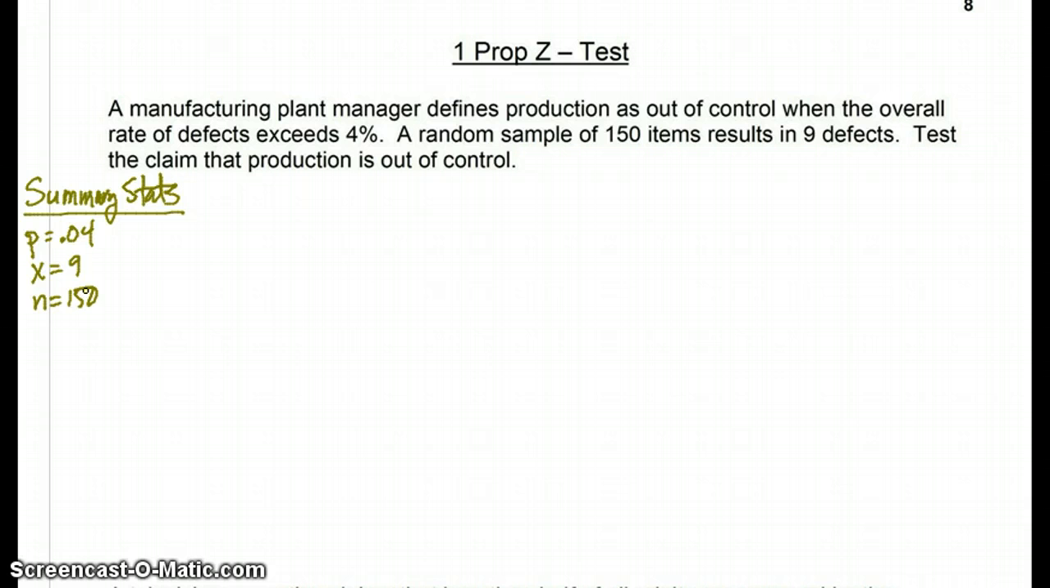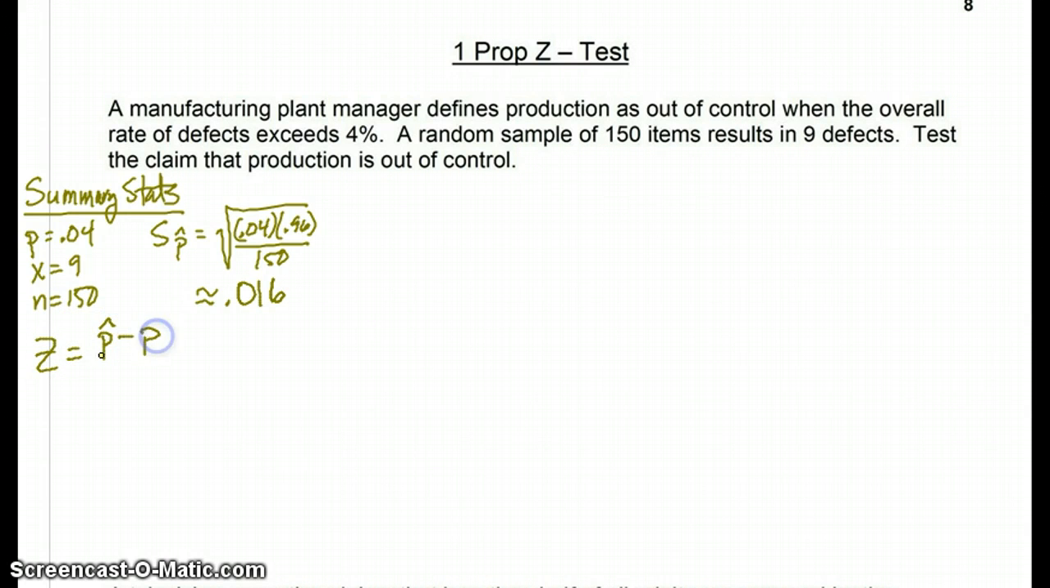All right. Next up, can I calculate the standard deviation of my p hats? Yes, I can. The square root of 0.04 times 0.96 over 150 is approximately 0.016. Okay, had a little glitch there, sorry about that. And then can we calculate our z-score? Yes, remember we know that it's p hat minus p over the standard deviation of p hat, and in this case that means it's approximately 1.25.